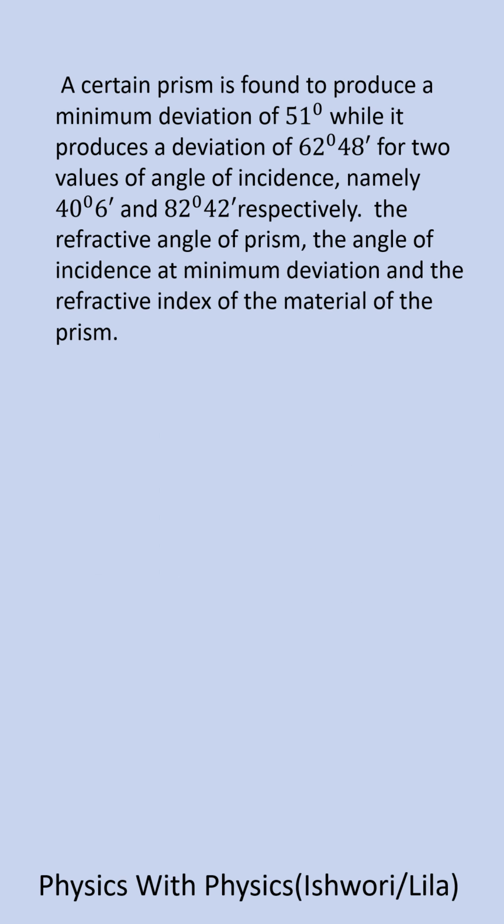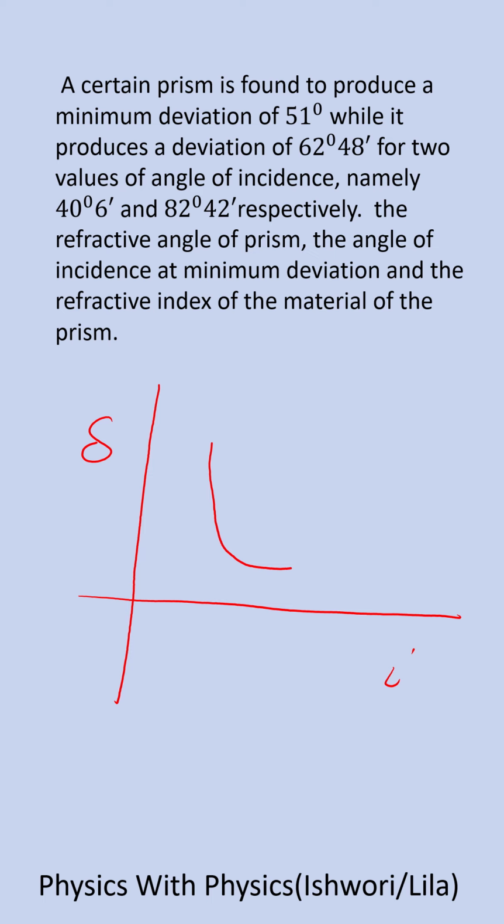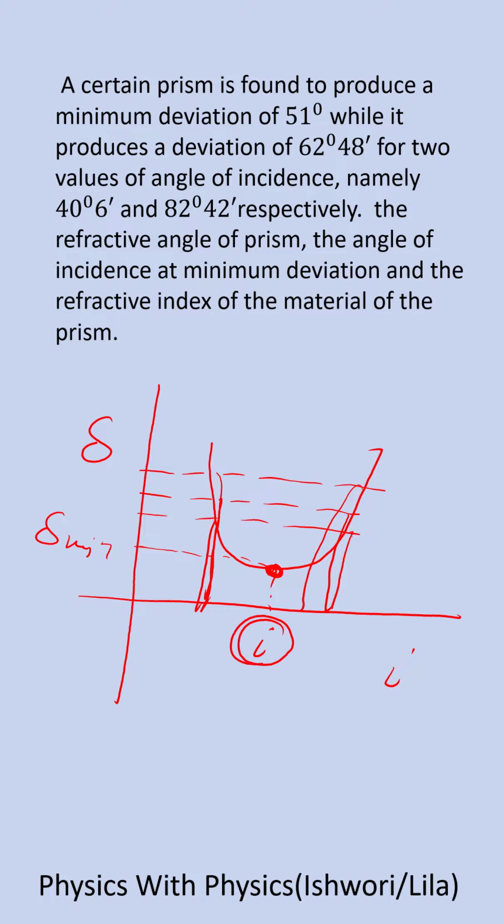Now here is the prism. In this problem, if we draw a graph of delta against angle of incidence, we see this type of graph. For each deviation, there are two angles of incidence. But for minimum deviation, there is only one angle of incidence. In the case of minimum deviation also, actually there are two angles of incidence.